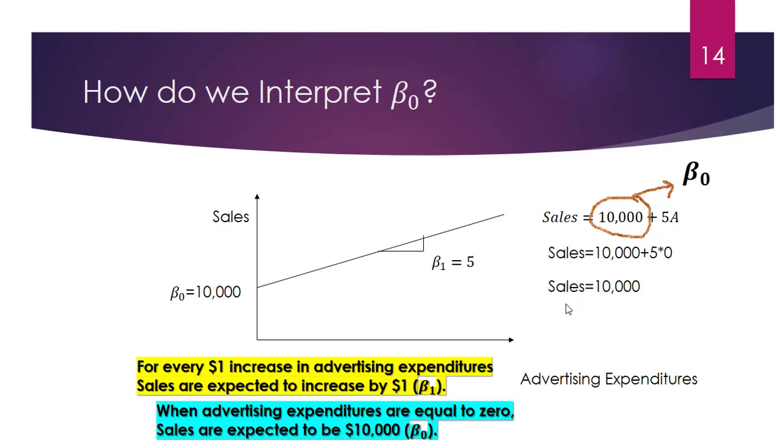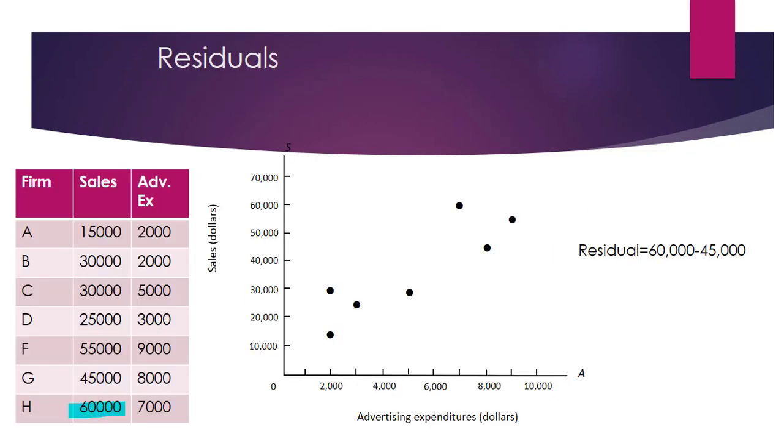How do we interpret beta 0, the intercept term? When a firm does not spend money on advertising, sales are expected to be beta 0. In our case, beta 0 is equal to 10,000, so when advertising expenditure is equal to 0, sales are expected to be $10,000. I'd like to now introduce the idea of residual term.